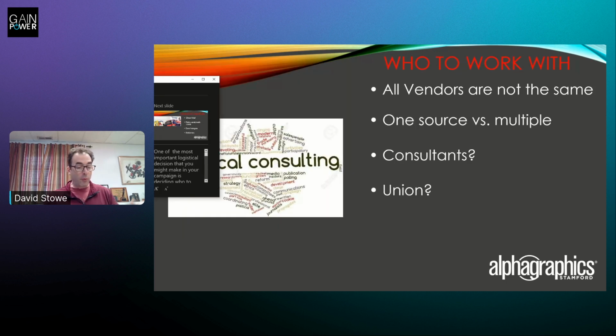So a really important consideration is who to work with. That's one of the most important logistical considerations you can make as you're putting your campaign together. And all vendors are most definitely not created equal. You want someone who has experience in the campaign space. You want someone who you can trust to do quality work, someone who communicates well, and who you are comfortable working with. That's not always going to be the same for every campaign. The most valuable thing that you have is your time, and lost time due to mistakes on a campaign material or you wasting time going back and forth with a vendor is a frustrating process.